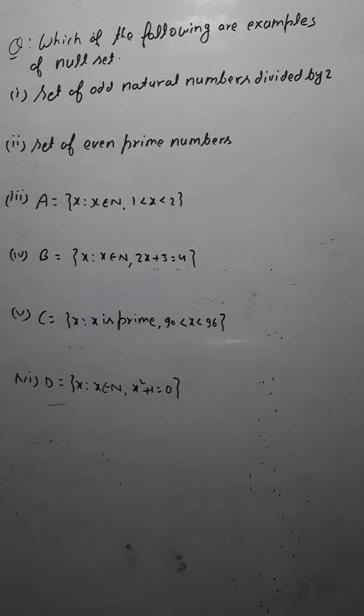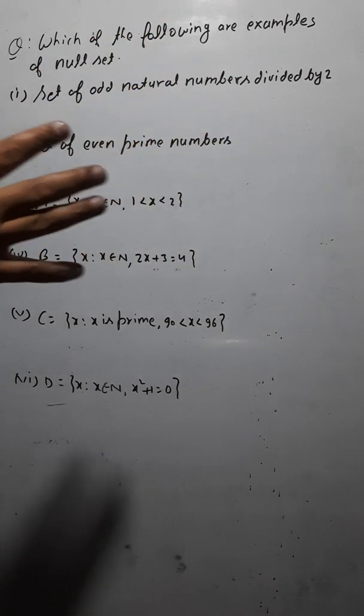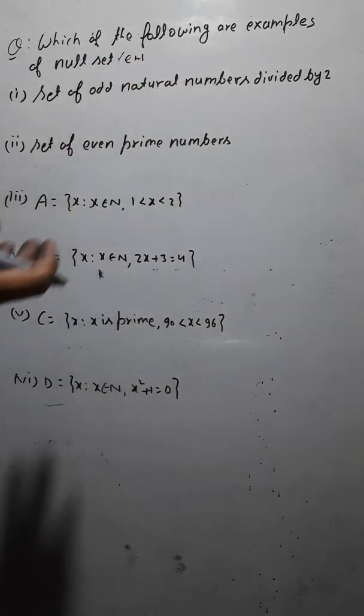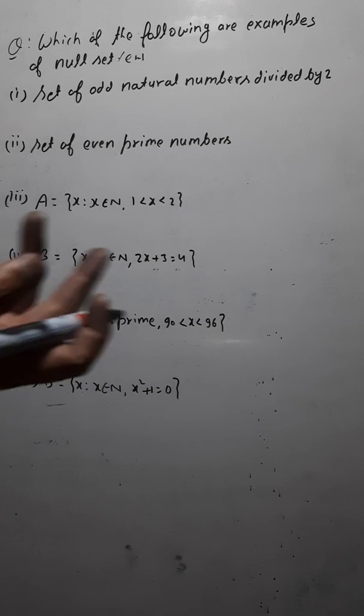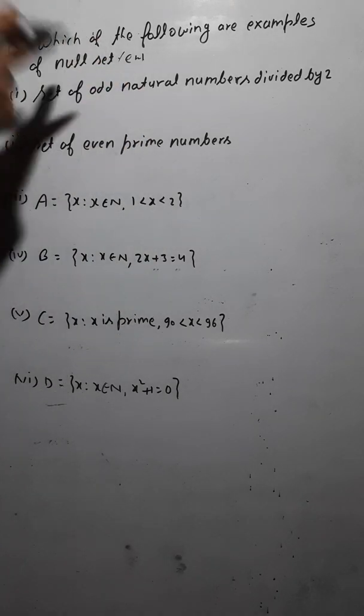Hello dear students, so today we will move ahead in this first chapter of class 11th mathematics, that is sets. Today we are going to discuss some questions related to the types of sets that we have discussed. The first type of set that we have discussed was null set or empty set. Both are the same. A null set or empty set means a set which is not having any element. So you would call such a set an empty set or null set.